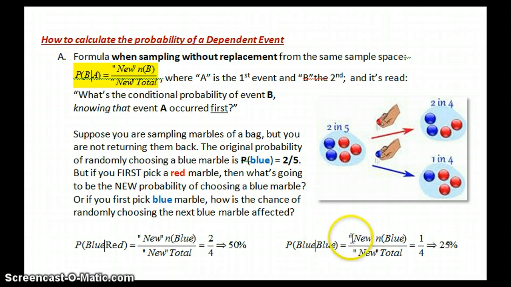Okay, so the new numerator, the new number of blue marbles, will now be 1, because one blue marble was already chosen. There were 2, now there is 1. And of course the denominator also decreased by 1, because this blue marble was chosen out of the total. So the new total probability, the conditional probability then, is 25%.